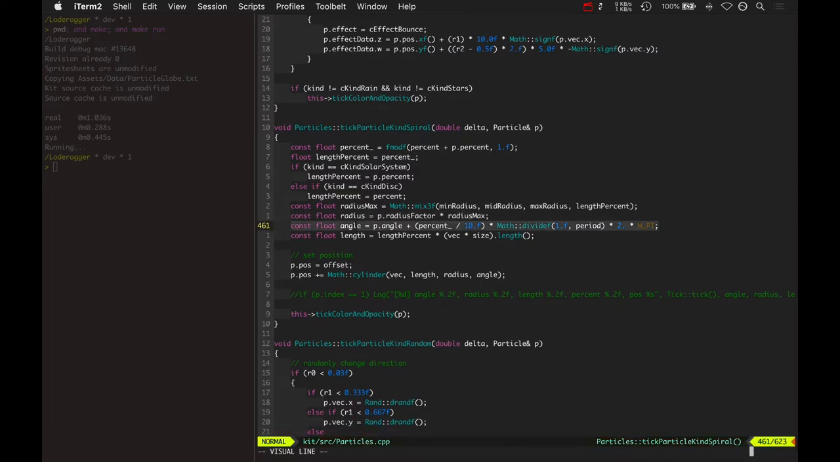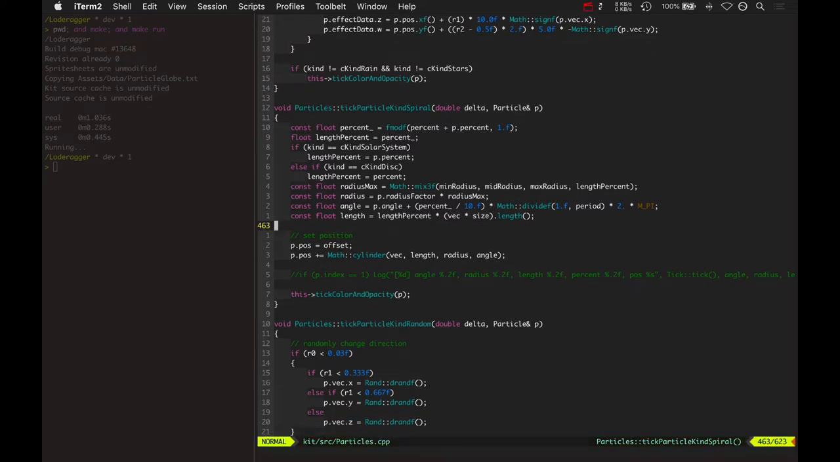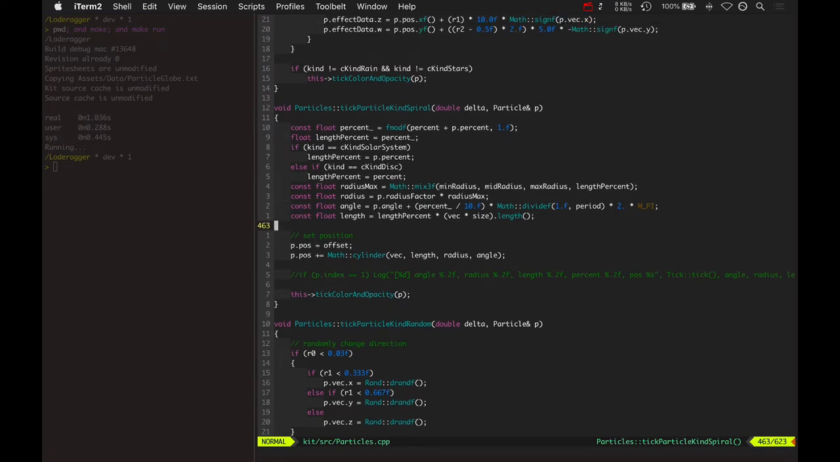And then the individual particle also has an angle offset. So when it determines the angle, it takes the angle that the particle started at and adds in the percentage and period of the overall system. And then we've got the length of the cylinder, and that's the length percent times the vector times the size. So it's basically the size vector times the vector, so that if the vector is 0, 0, 1, then you're only going to get the z's length. And if you've got a crazy vector with all three coordinates, then you're going to get something accurate.